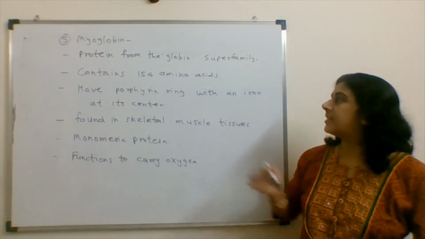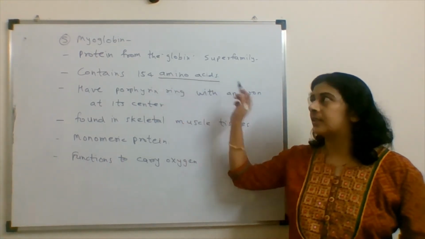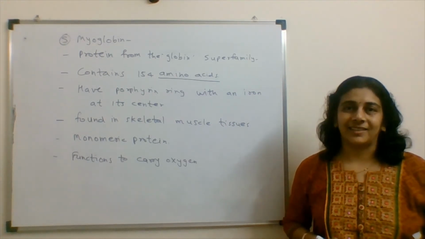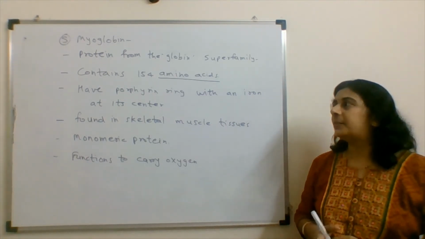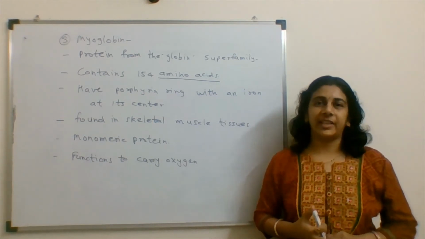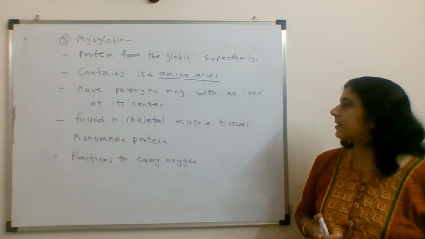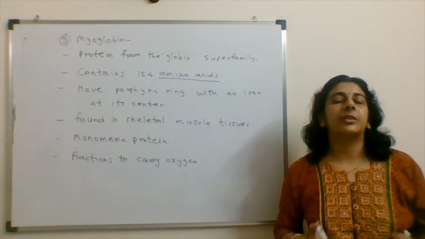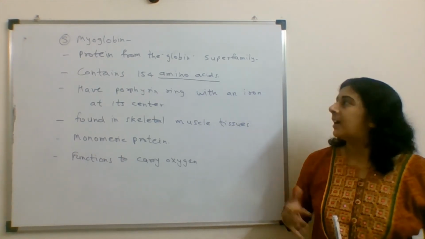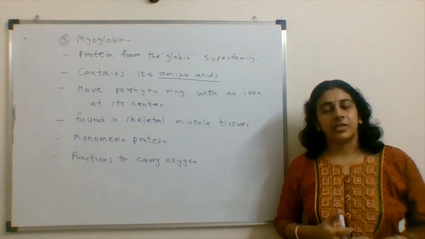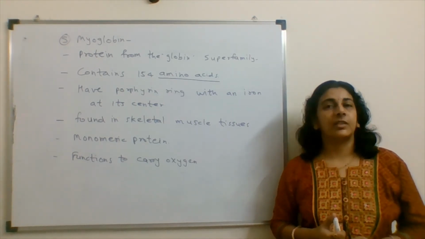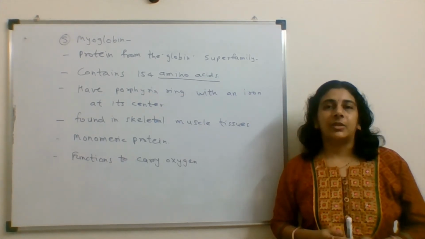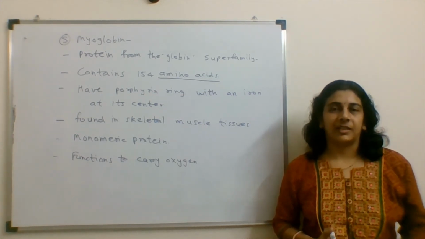So this point gives us the answer for our question. The match for myoglobin would be amino acid. Another point is that it has a porphyrin ring in it. It also has iron at its center. It's just similar to hemoglobin, and it also carries oxygen. But this carries oxygen only for muscles, skeletal muscles, and not other parts of the body.